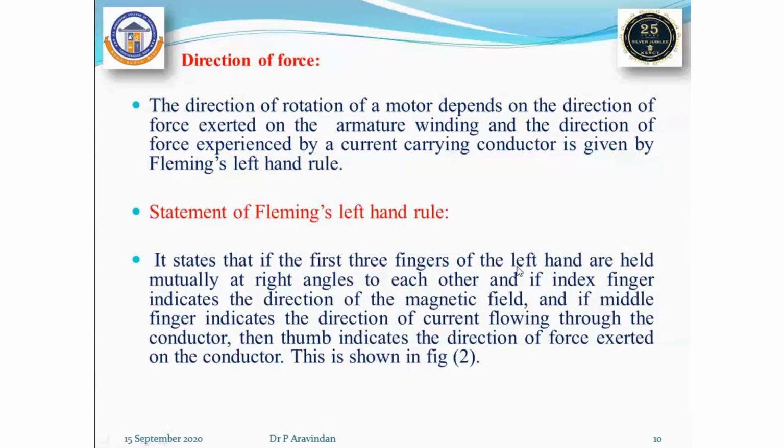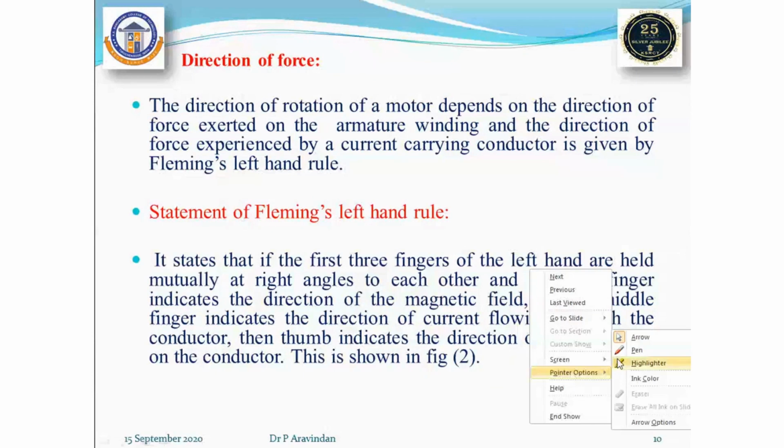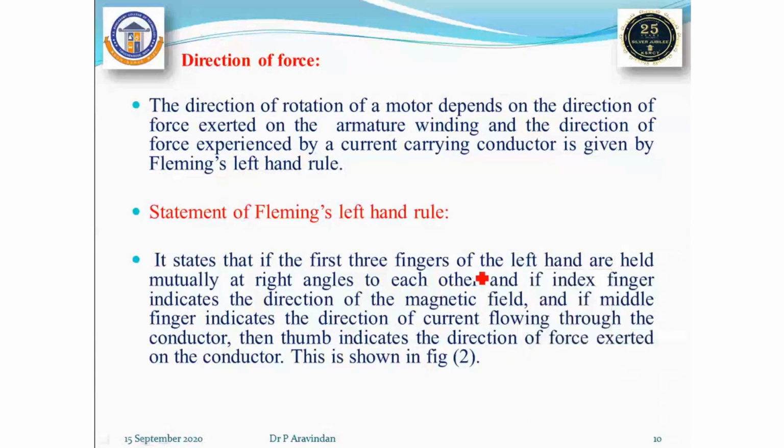For a generator, it is the right hand rule. For a motor, it is the left hand rule. It is very important to recall every time whether it should be left or right. For a generator it should be right, and for a motor it should be left. All the remaining parameters are the same. The index finger is the indication of fluxes. The middle finger is the indication of the direction of current. And the thumb is the direction of the mechanical force.